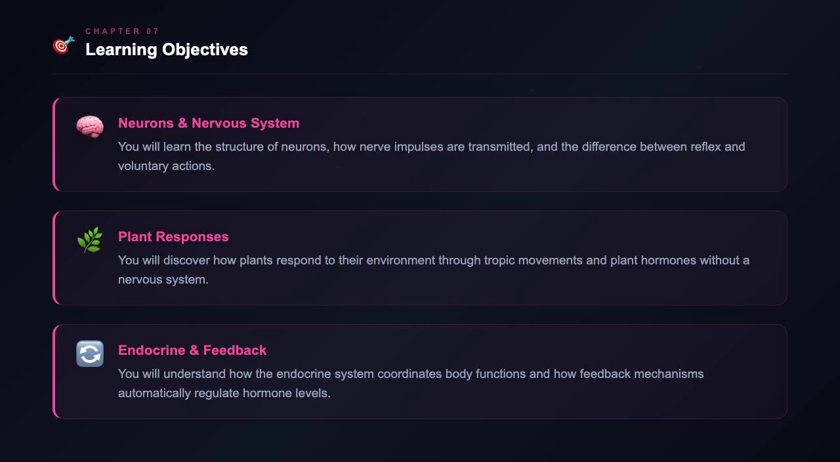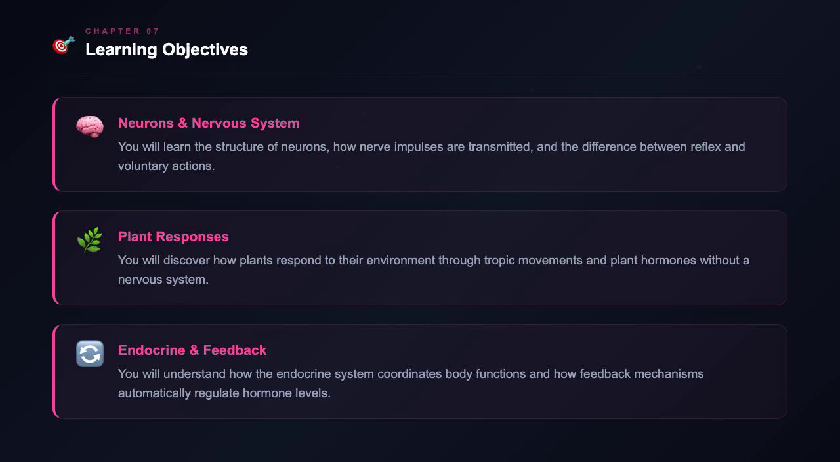You will learn about neurons and the nervous system in animals. This includes the structure of neurons and how they transmit nerve impulses. The difference between reflex and voluntary actions will be explained. The major parts of the human brain and their functions will be identified.